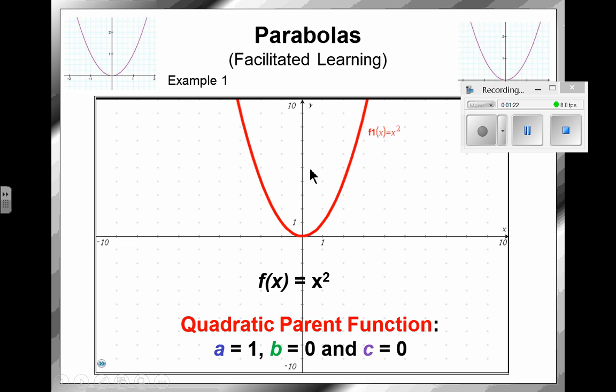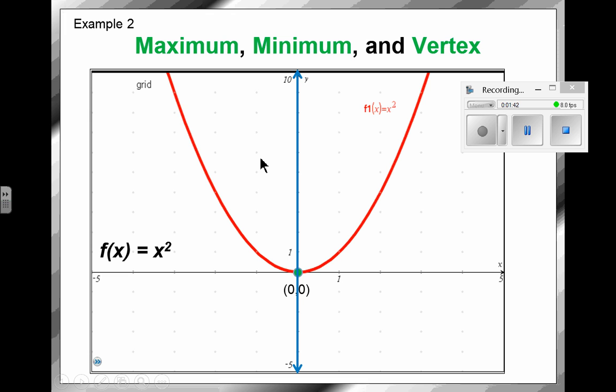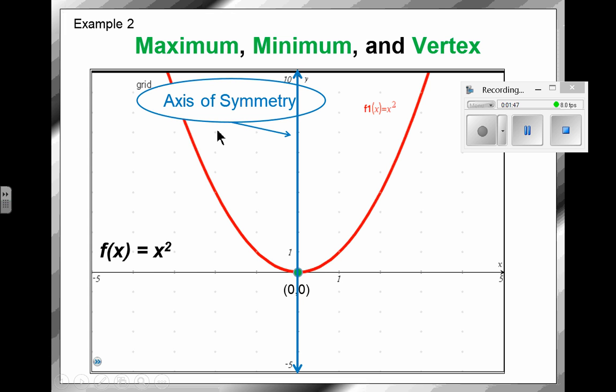You don't notice it until a is bigger than 1. Whenever a is positive, the quadratic looks like this, and the vertex is a minimum. You see the vertex here, and there's the axis of symmetry, and you see that the curve is symmetric about the axis of symmetry. And again, this is the parent quadratic function, the one from which all the other quadratic functions come.